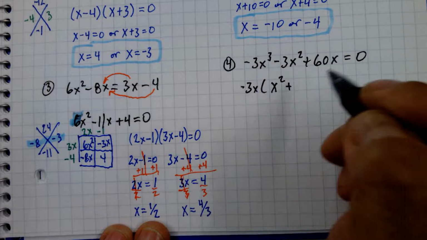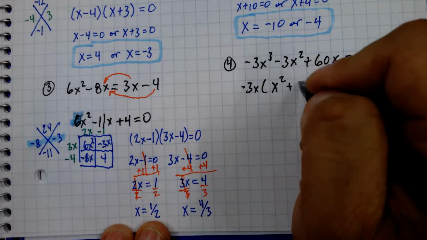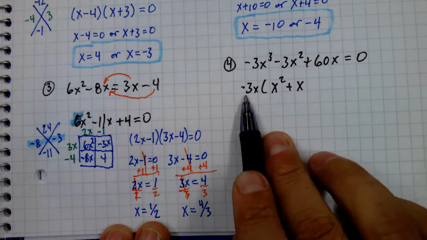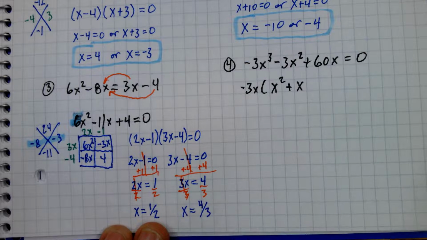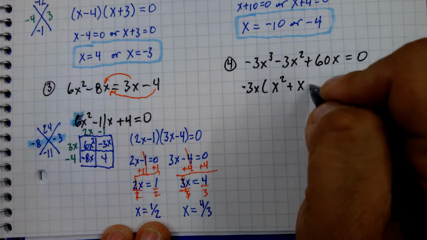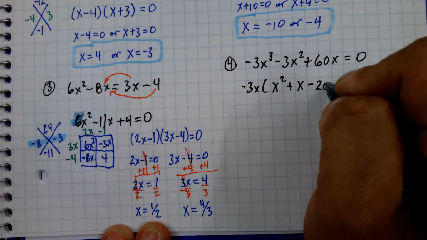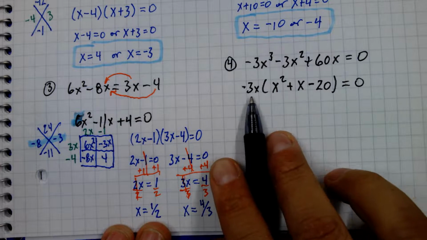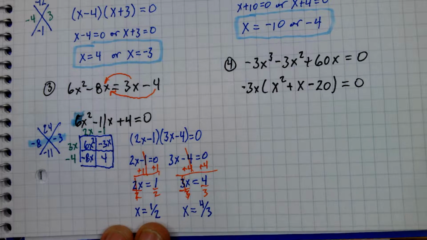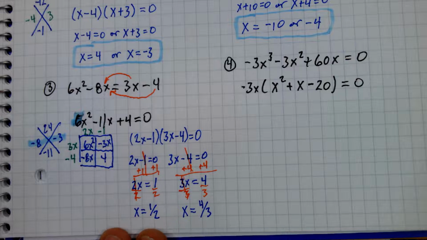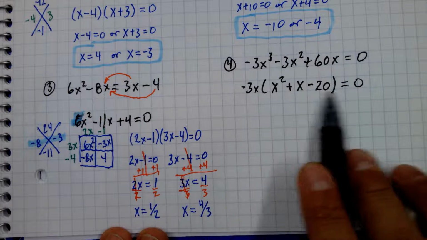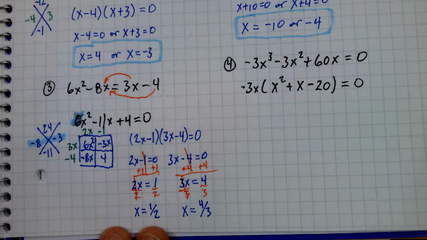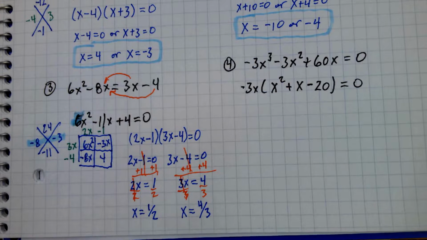Plus x. Negative 3x times what would give me 60x squared? Double check, just if you multiply back, do I get the top again? If you do, you did it correctly. So now we have this and this. What should I do next? What do you think?